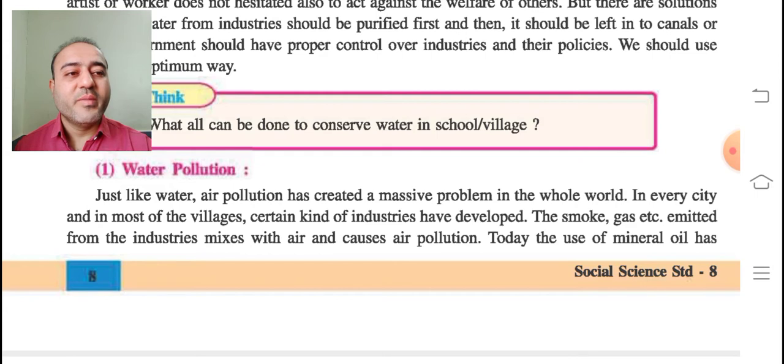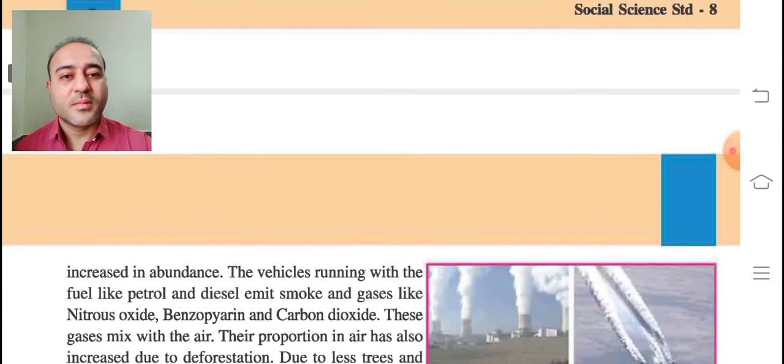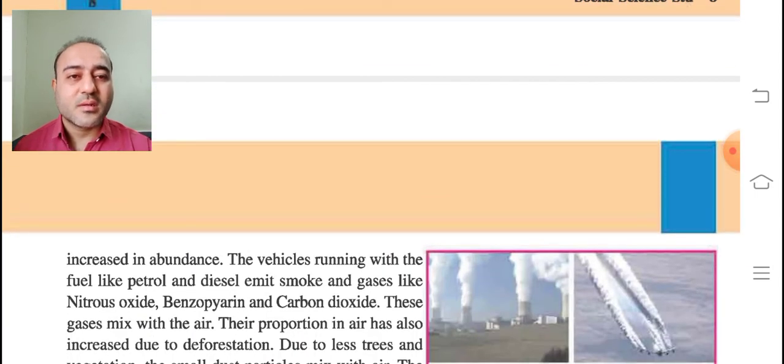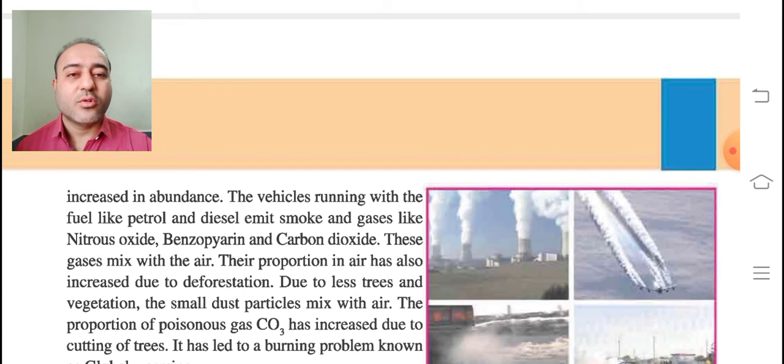Today the use of mineral oil has increased in abundance. So mineral oils like oil which is used in our vehicles, factories, right? So the vehicles running with fuel like petrol and diesel emit smoke and gases like nitrous oxide, benzopyrene, and carbon dioxide. These gases mix with the air. Their proportion in the air has also increased due to deforestation. Again, a very important concept to understand.